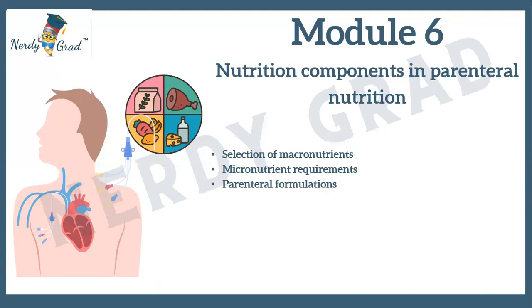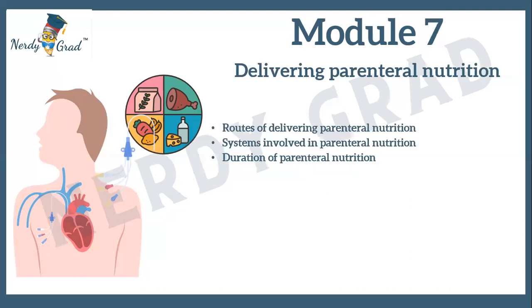Module 6 will encompass the different nutrition components. Over here, we are going to go into how the selection of macronutrients is done, what the micronutrient requirements are, and what are the different kinds of parenteral formulations that can be done, and that you also see in the market. Module 7 is all about delivering. We'll understand the routes, what are the systems involved, and also what is the duration when we are delivering parenteral nutrition.